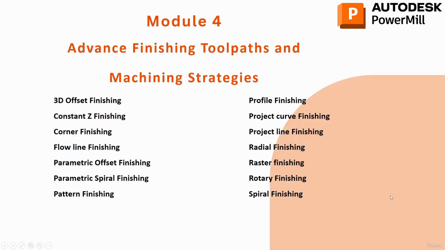So we have already started module number 4, which is all about the advanced finishing toolpaths and machining strategies. In the previous video, I just covered the 3D offset finishing. This time we are going to start the constant Z finishing. As the name suggests, it's all about the Z axis, and it will automatically find out the Z distance, and according to the Z distance, the cutting tool performs its finishing operations. So let's get to the constant Z finishing and see how it actually works.